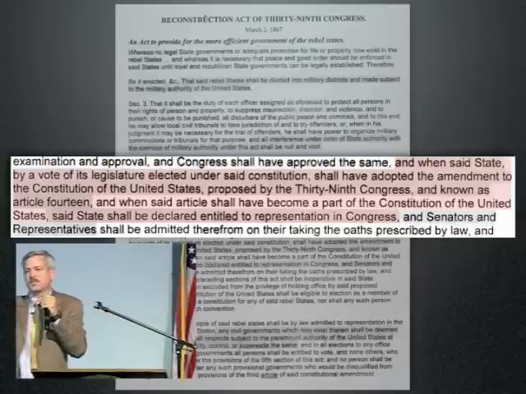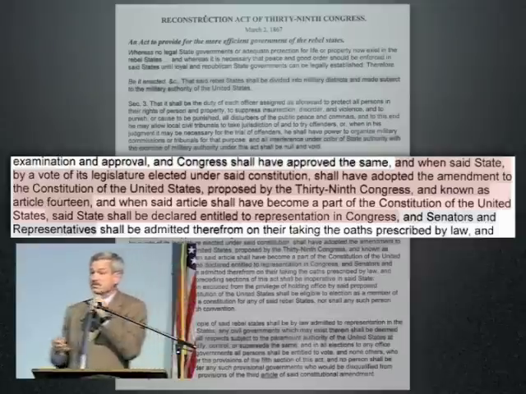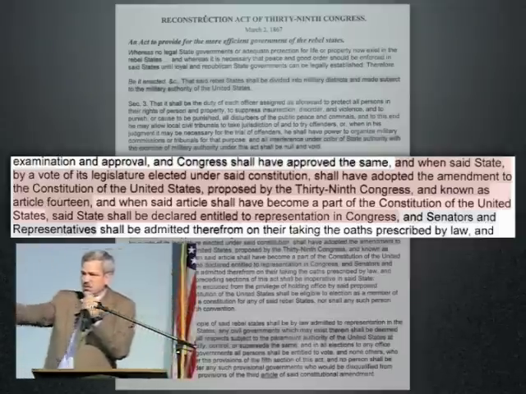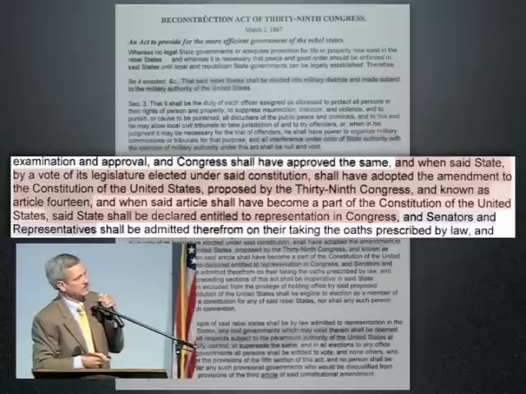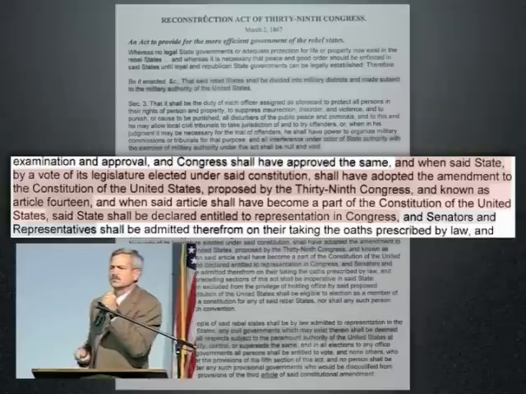And also they said anybody that participated in the war, you're not allowed to vote, by the way, which is a bill of attainder, which is against the Constitution. And it says once these states get this new constitution that's sent to Congress and ratified, and when said state, by a vote of its legislature elected under said constitution, so this is the new constitution, and the legislature has to make a vote, shall have adopted the amendment to the Constitution of the United States proposed by the 39th Congress and known as Article 14, the 14th Amendment, and when said article shall have become part of the Constitution of the United States, said state shall be declared entitled to representation in Congress.